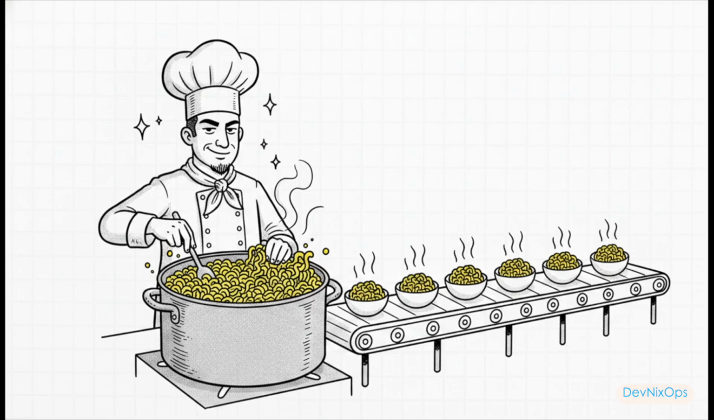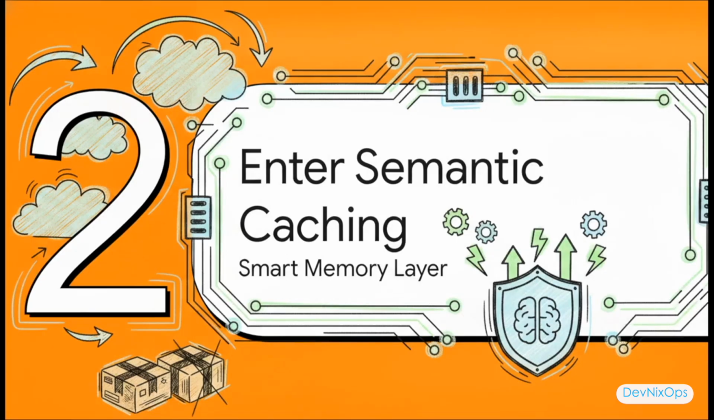It's literally like hiring a world-class chef to cook the exact same bowl of instant noodles a million times a day. It severely impacts your processing speed and creates this incredible infrastructure burden that can just completely destroy your profit margins. Which brings us to section 2.